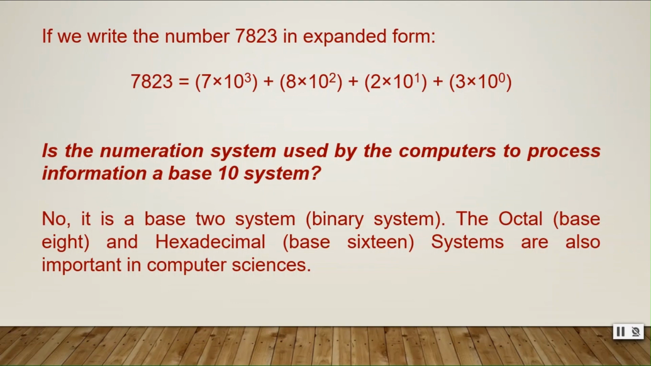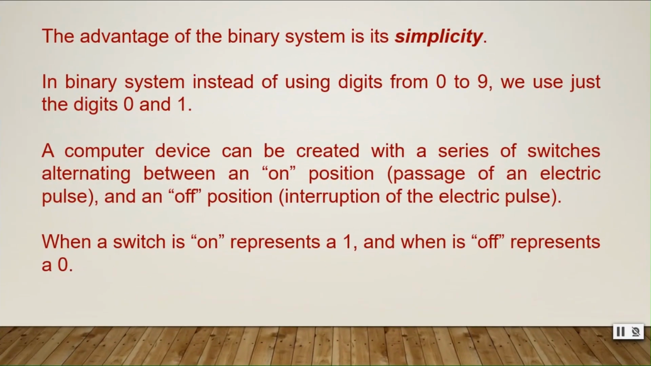Now we want to explain the binary system. The advantage of the binary system is its simplicity. In the binary system, instead of using digits from 0 to 9, we use just the digits 0 and 1. A computer device can be created with a series of switches that alternate between the on position, which lets an electric pulse pass, and the off position, which interrupts the electric pulse. When the switch is on, it represents a 1. When the switch is off, it represents a 0.